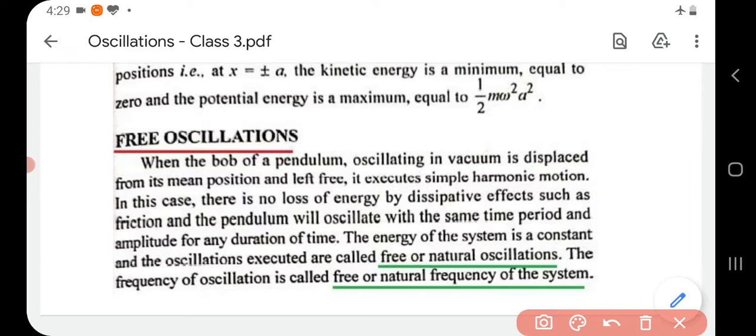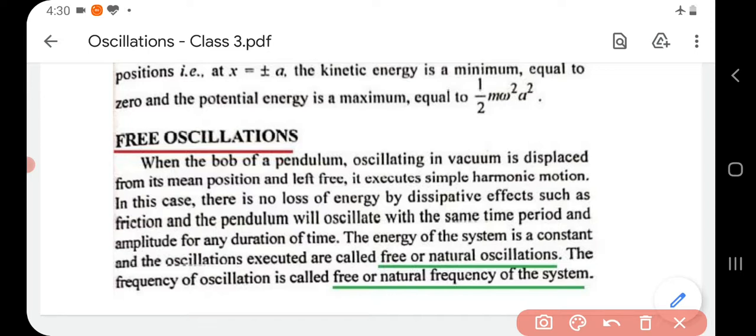So the pendulum will continue to oscillate with the same period and same amplitude for any duration of time. Why? Because your pendulum is in a vacuum condition, there are no dissipative forces. You are displacing it from its equilibrium position and you are allowing it to oscillate freely. In such cases, it will oscillate for any duration of time with same period and same amplitude. That is, its energy will always remain constant. Such oscillations are called free or natural oscillations, and the frequency of oscillation is called free or natural frequency.